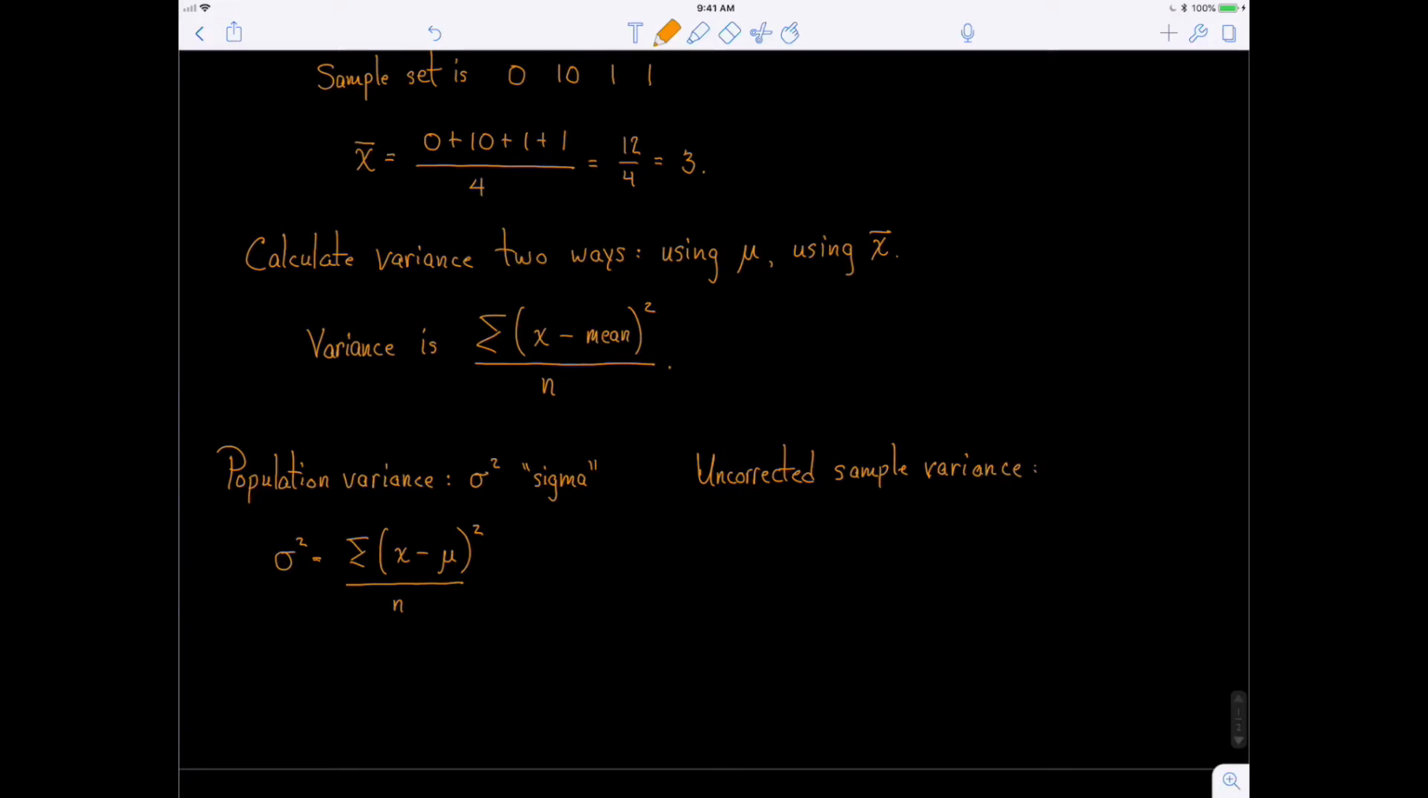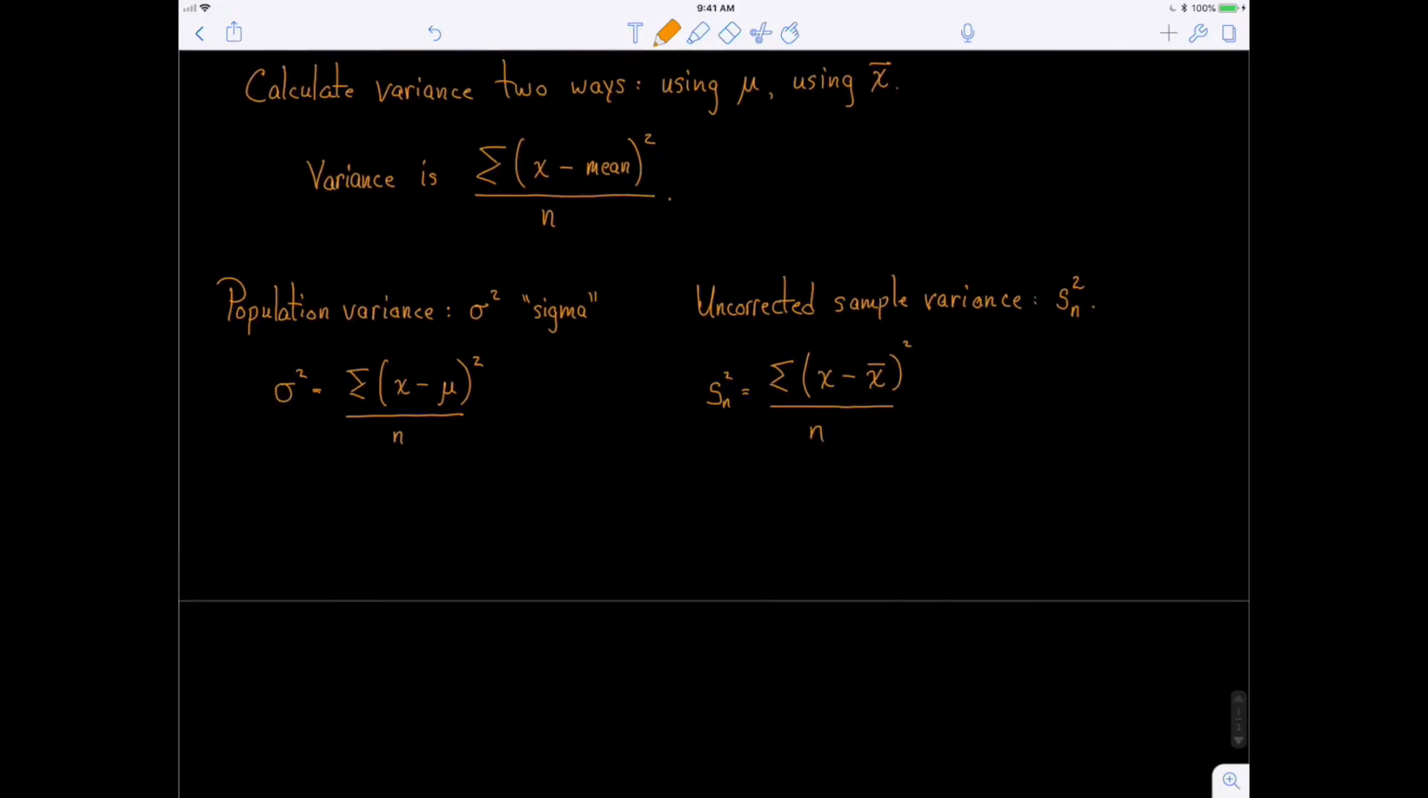And we represent that with the lowercase n with a little subscript of an n and also squared. So it's Sn squared. That's how we'll say it. Sn squared is found as the sum of, we take the data, we subtract x bar this time, and we square it, divide it by n. All right, so let's do this. We're going to calculate this both ways now.